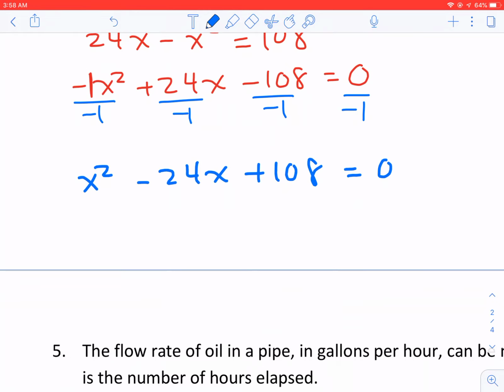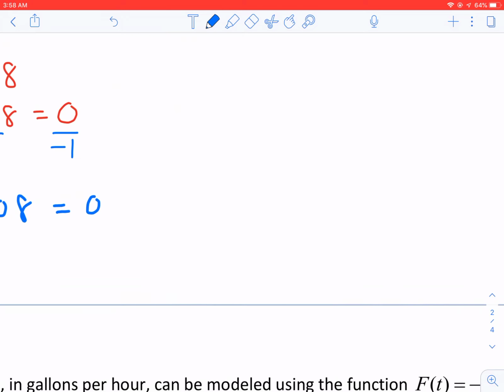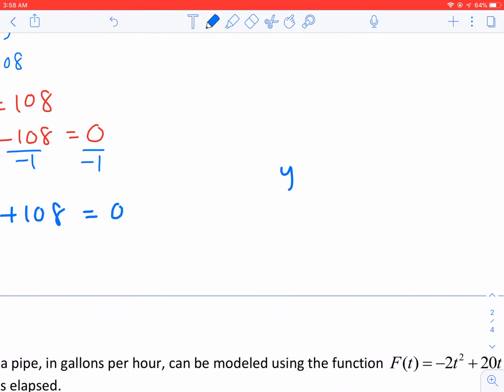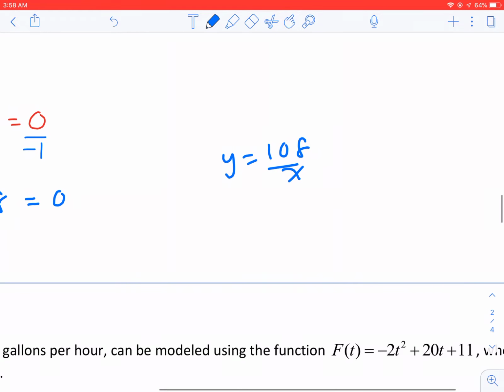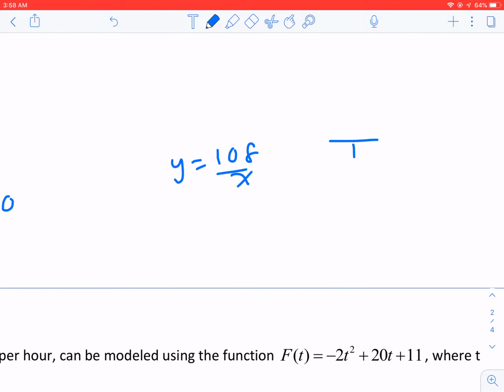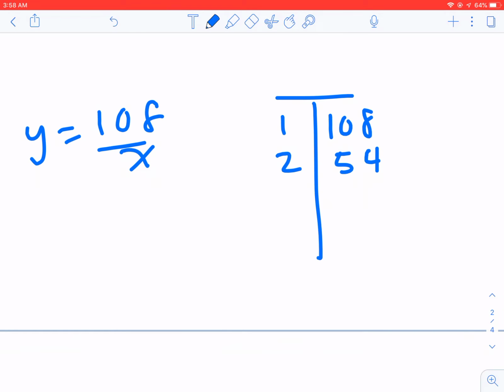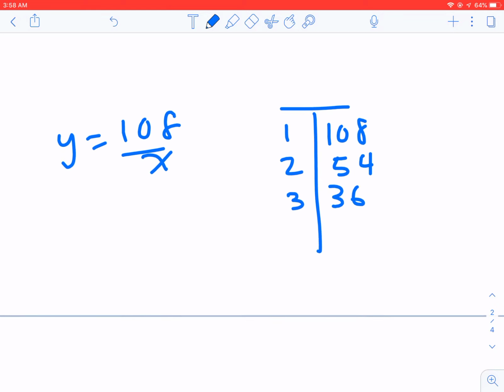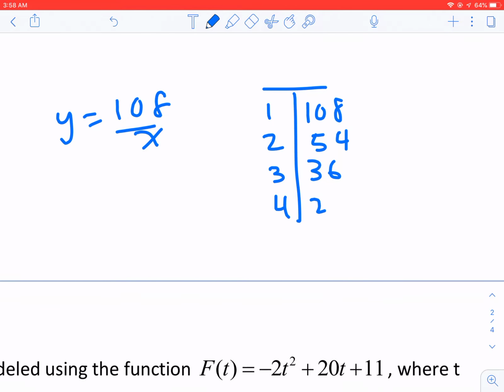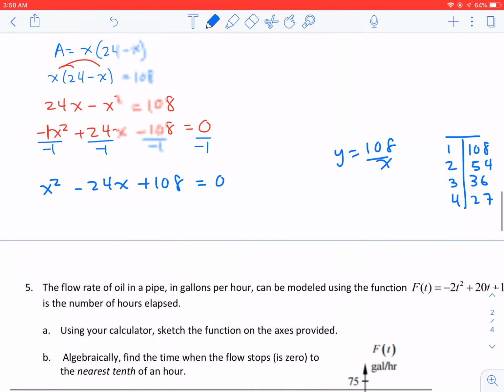And again, if you have trouble with this, which I suspect a lot of people would, use the calculator trick, right? Graph in your calculator y equals 108 divided by x, and then look at the table. When you look at the table, it's going to give you all the things that multiply to 108. So I think 3 and 36, 4 and 27 work. Alright, I'm just going to skip to the answer.